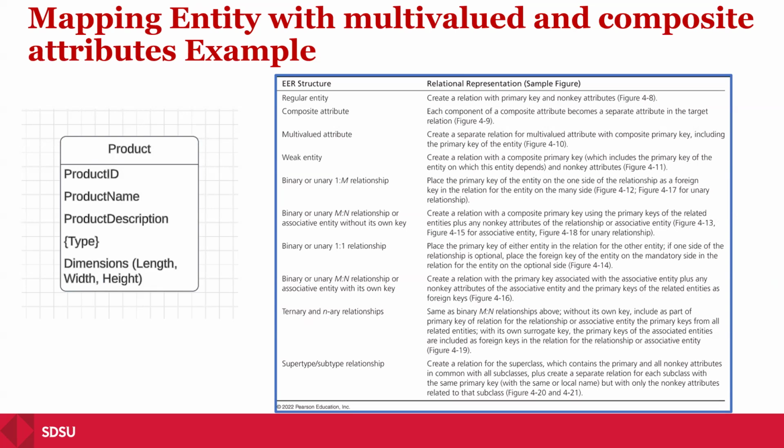All right. So here we have a composite attribute, and as we know, the composite attribute is dimensions. For a composite attribute, we need to create a separate attribute for each part or each component of this composite attribute. So we are going to have a separate attribute for length, width, and height. For the multi-valued attribute type, we need to create a separate relation. So as a result, here we are going to have two relations, right?